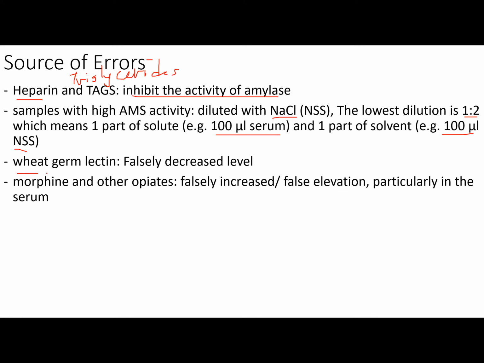Which other substances would also interfere, causing a falsely decreased level? Morphine and other opiates would cause a falsely increased or falsely elevated amylase in the serum.